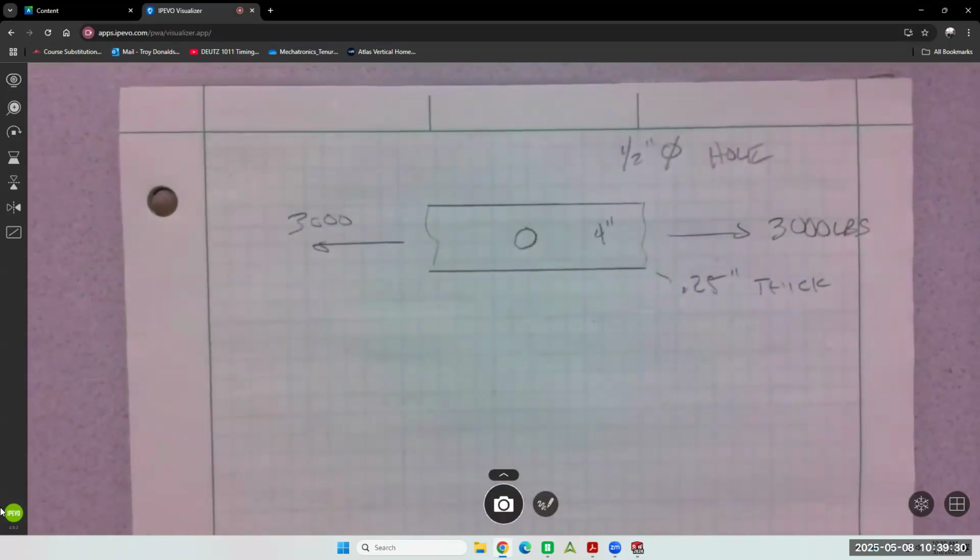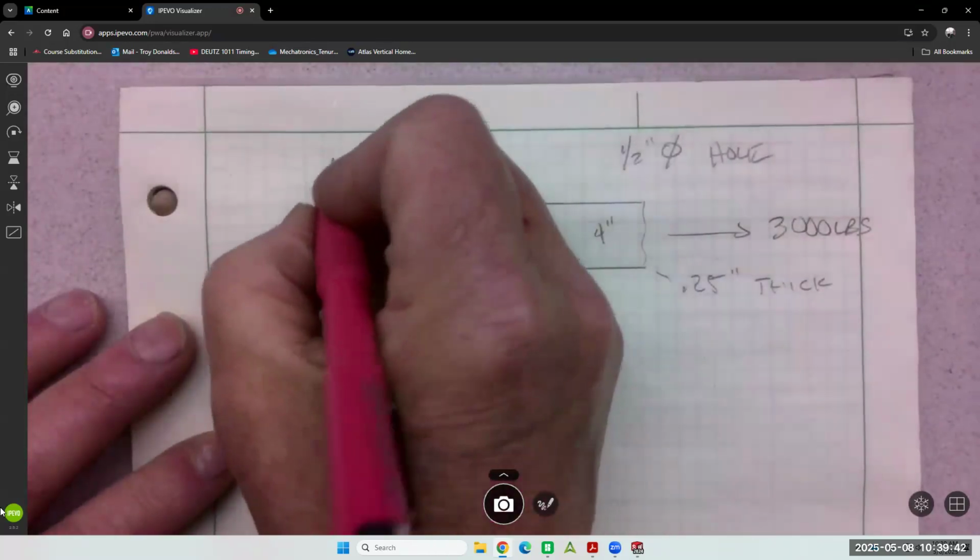Everyone okay with that? Just made it up. What do you think? 1/4 inch by 4 inch should be able to carry 3,000 pounds, right? I think so. We'll call it steel, mild steel, 836.